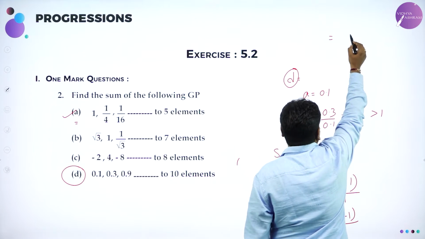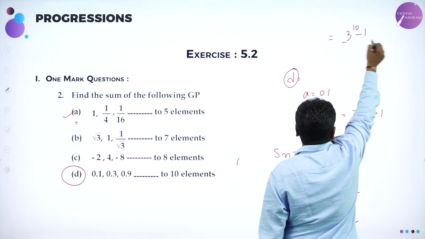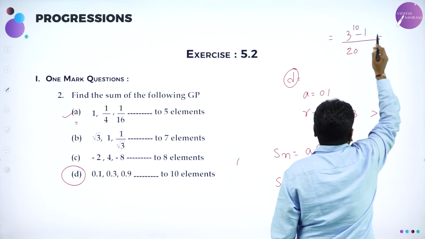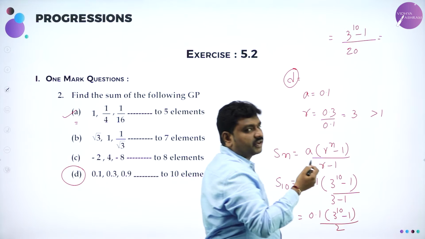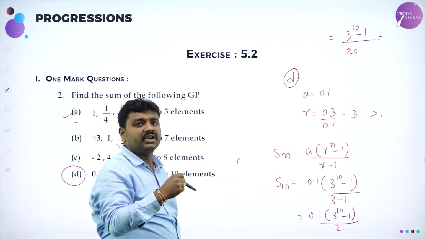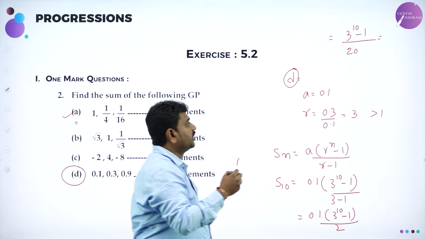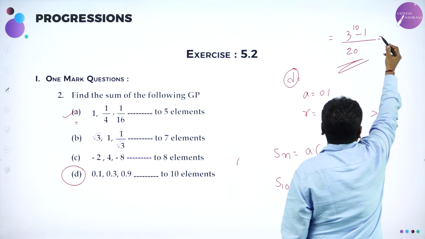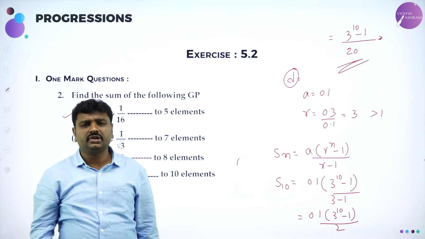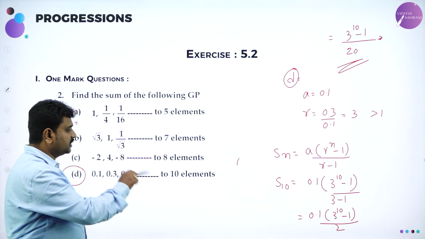0.1 can be written as 1 by 10. So 3 power 10 minus 1 over 20. And for 3 power 10, keep multiplying: 81 into 81, that is 3 power 4 into 3 power 4 into 3 square, 81 into 9. So you'll get it, or leave it as it is. You can simplify or leave it. I'm asking you to use a calculator. When you have the facility to use the calculator, calculate it, but the logic is simple.